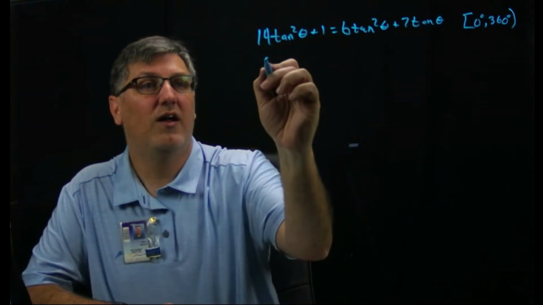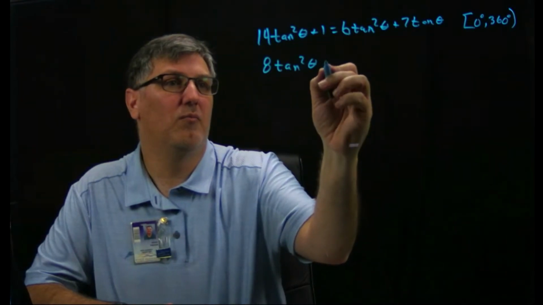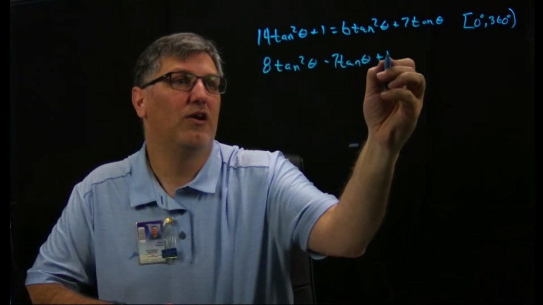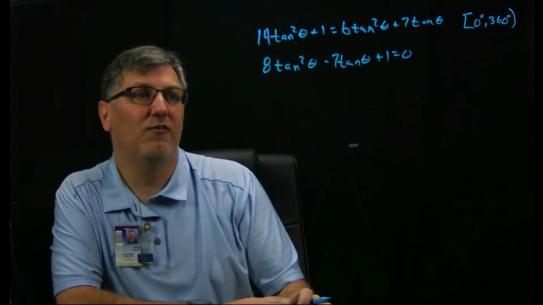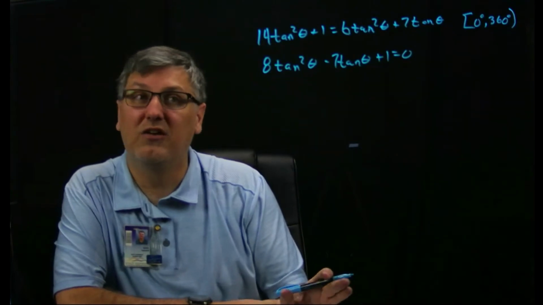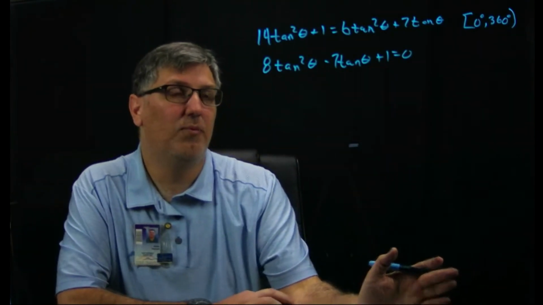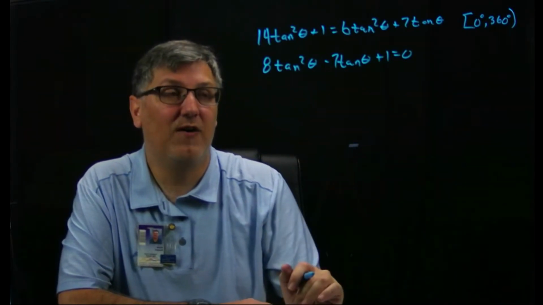When I do that, I get 8 tangent squared theta minus 7 tangent theta plus 1 equals 0. Okay. Now from here, I can check to see if it factors, and initially it might look like it does because 8 times 1 is 8. What factors of 8 could possibly add to negative 7? Well, there is none. So this does not factor.